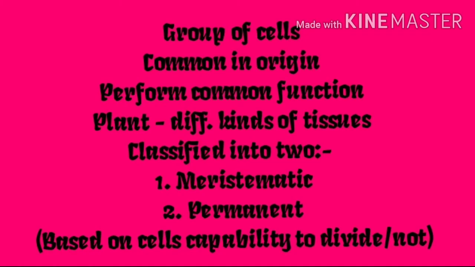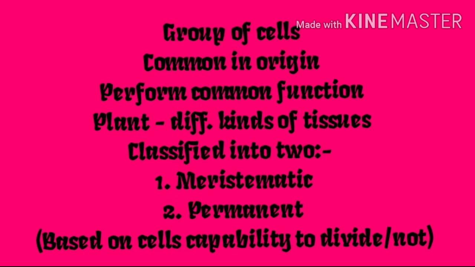What are tissues? Let's discuss that first. Tissues can be defined as a group of cells. What are cells? Actually, cells are the basic structural unit of life. And here, these tissues are made up of a group of cells with a common origin, and usually they will be performing a common function. And every organism is made up of different kinds of tissues.